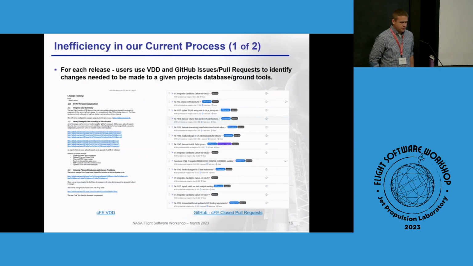So slide 16 shows some of the inefficiencies in our current process. The main one being that for each release, users use the BDDs and users guides, BDDs and GitHub issues and pull requests to identify changes needed to be made for a given project's database and ground tools. So shown here is the CFE BDD, as well as a snap of the CFE closed pull requests.